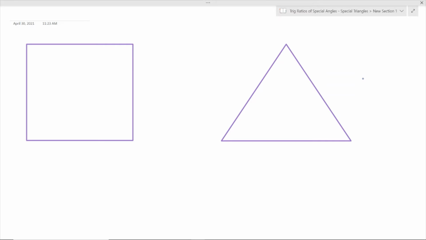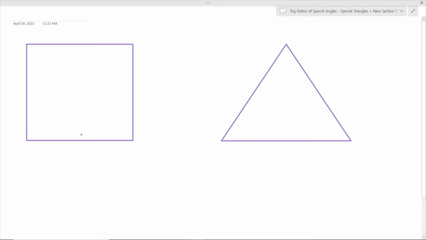Today, I'm going to be showing you how to memorize the special trig ratios for the special angles. I know memorizing can be hard. I'm going to show you how to basically memorize it the easy way. You basically only need to know really these two shapes, okay? This square right here and this triangle right here, and also the dimensions for it.